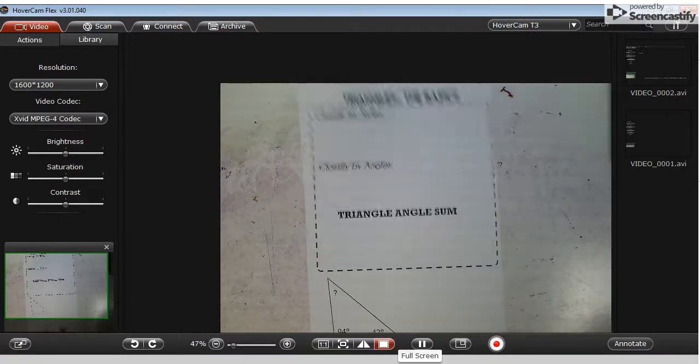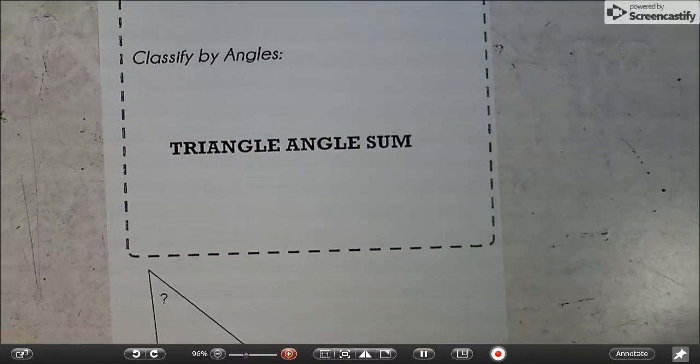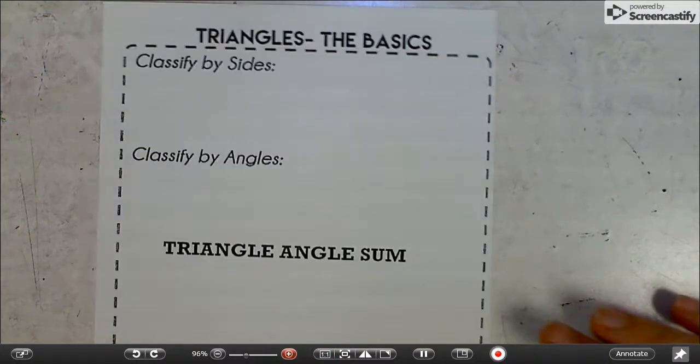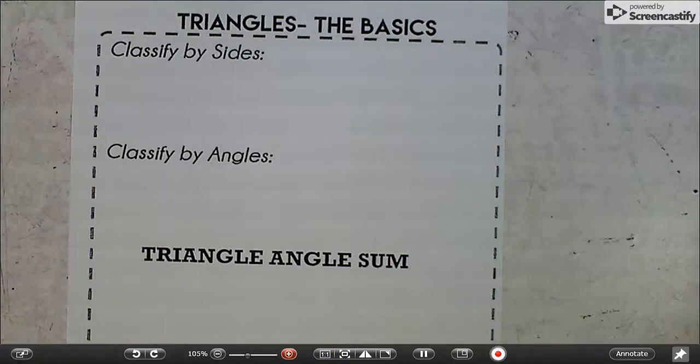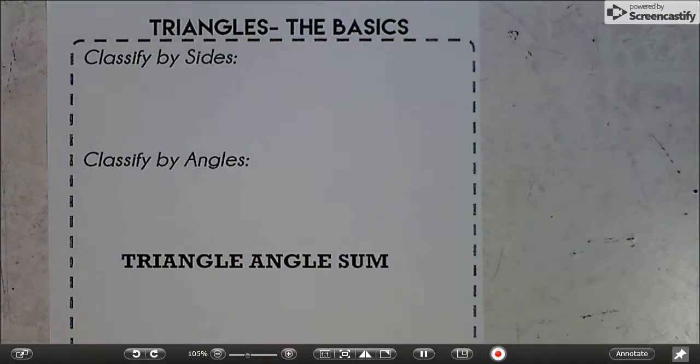Hello. We're in the triangle unit now, so we're going to start with the basics. Most of this part should actually be a review for you from when you were little or last year, elementary school.